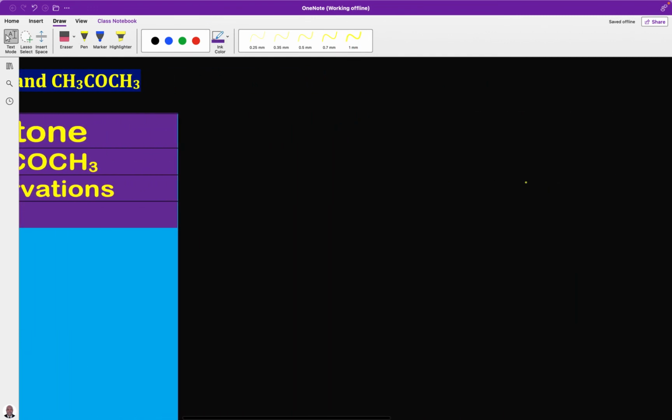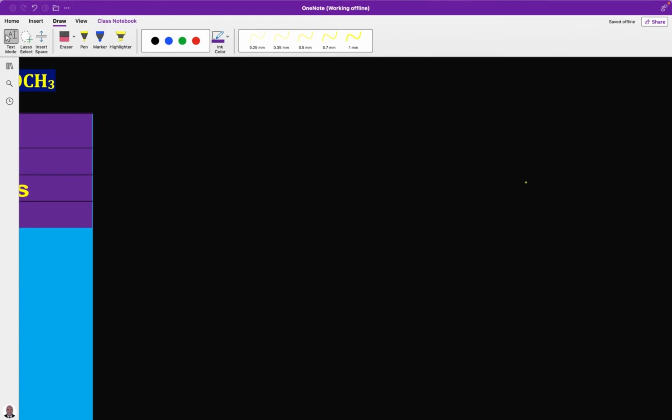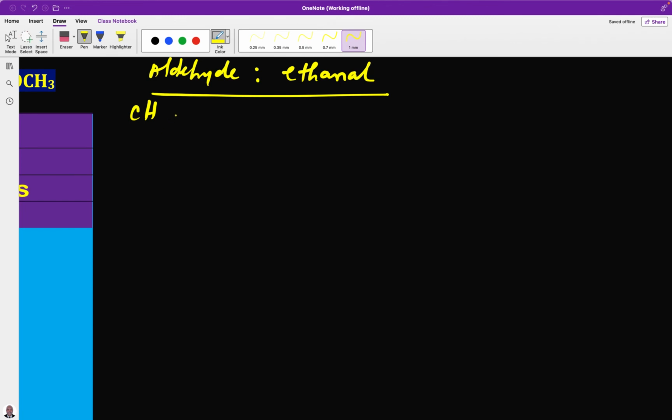Let me just explain it here for you to understand. With aldehyde, this is what happens. A CH3 aldehyde, for example ethanal. Here we have a CH3. In this reaction, this is the reaction.